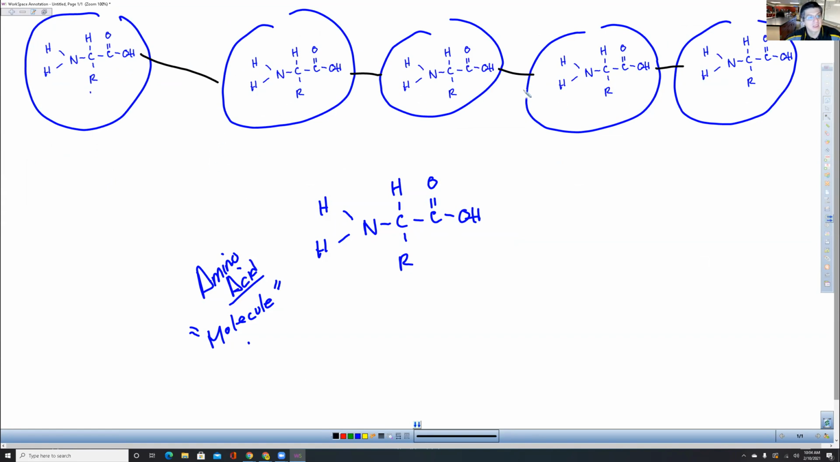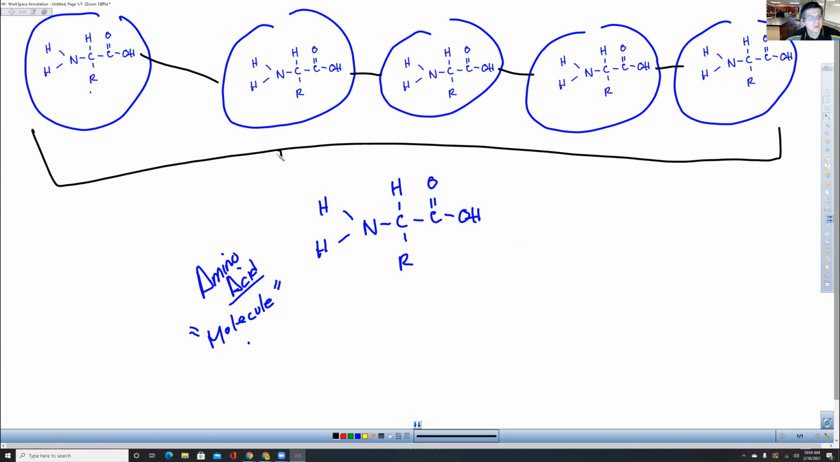But this thing right here, okay, this chain of amino acids, okay, what is this thing? What do scientists call a chain of amino acids? What is this thing called? What is it? Proteins? Yeah, that's right. This thing is a protein. This whole thing is a protein, right?